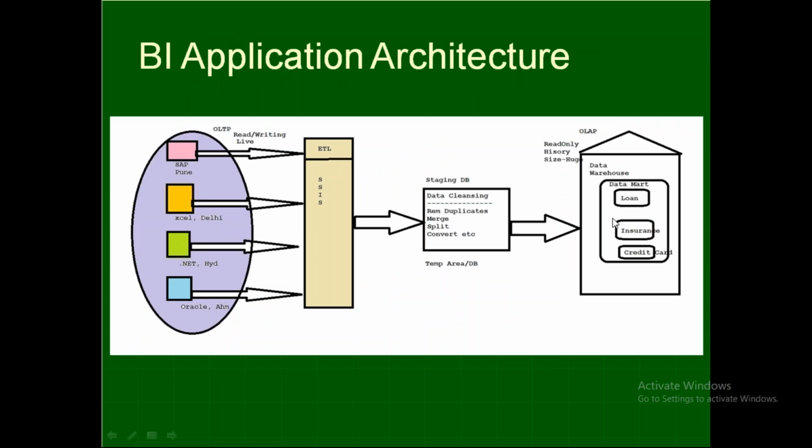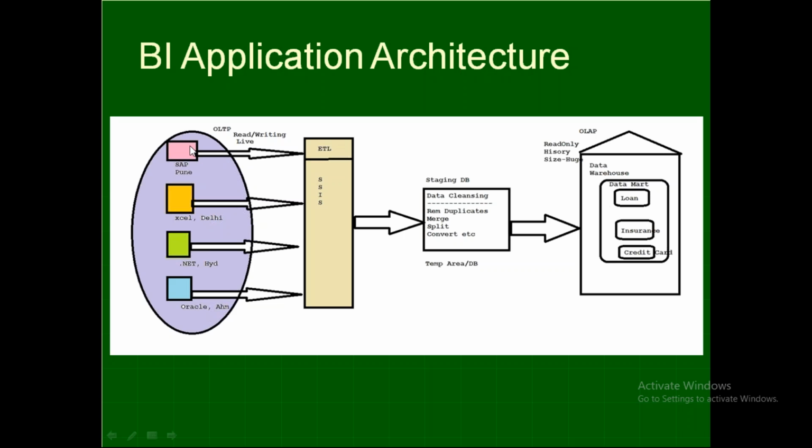Insurance is one more data mart. Credit card is one more data mart. So like that, a data warehouse is a collection of data marts. That is the point here. Clear? Now, all of them are going to have historical data, but you should be able to point out that this data is coming from various sources.